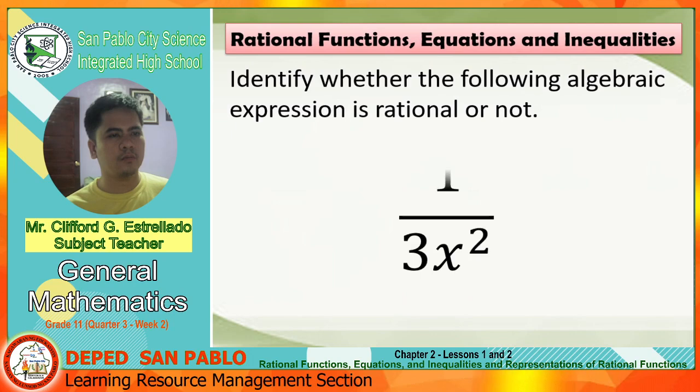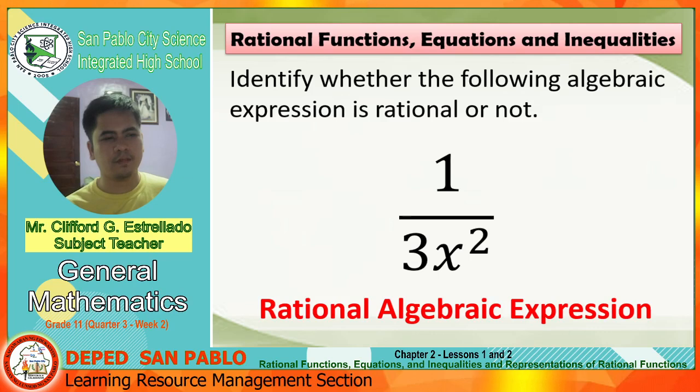How about 1 over 3x squared? Is it a rational expression or not? Okay, it is a rational algebraic expression. So 1 can be written as 1x raised to the 0 power. So a 0 degree polynomial. And the denominator is a second degree polynomial.